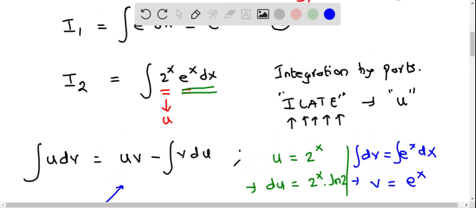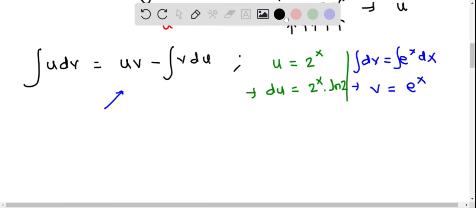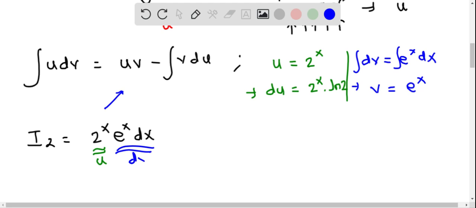So now we have these values u, v, du, everything, which we can substitute into this formula. So basically we are finding the integral of I2, that is integral of 2 power x e power x dx, where we have chosen this 2 power x as u, and the remaining part, that is e power x dx, as dv.